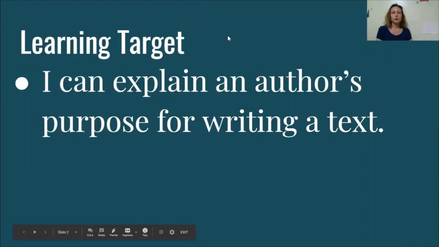So this is author's purpose. Our learning target that we will be exploring all week states, I can explain an author's purpose for writing a text. So by the end of this week, we want to be able to explain, after we've read a text, why exactly the author wrote it.